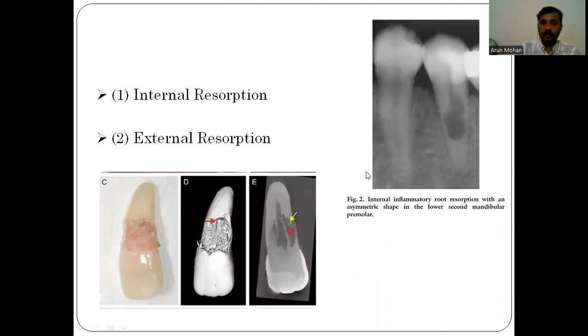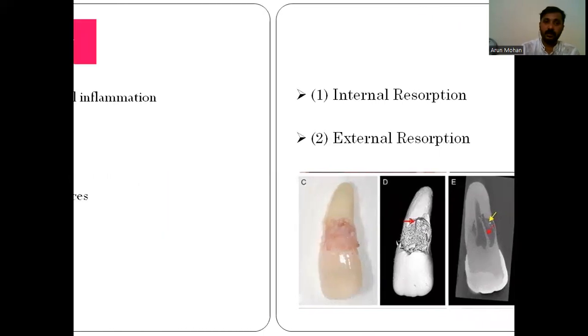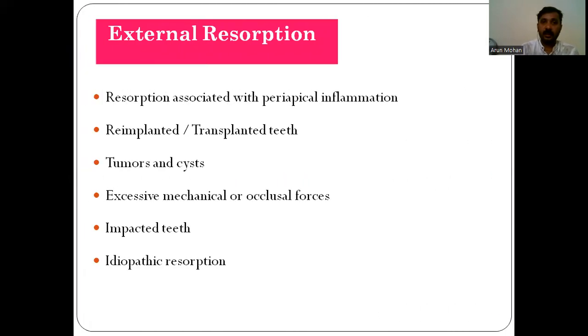So there are two types of resorptions, internal resorptions and external resorptions. External resorption can occur due to various different causes, like in association with periapical inflammation. In cases of reimplanted or transplanted teeth, there is a high chance of resorption of the root surface. Pressure created by tumors or cysts, etc. Impacted teeth may cause pressure on the root surface. So there are a lot of factors which can lead to external resorption, which usually happens on the root surface.